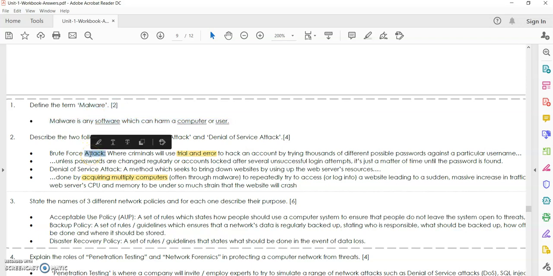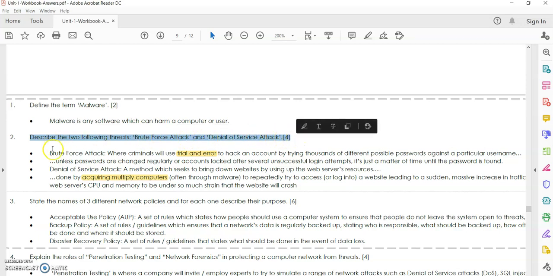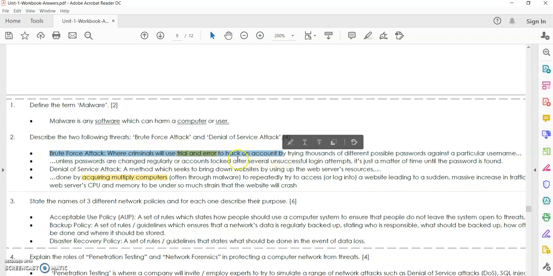The second one, you guys answered the question, but I would like you to include some key terms, which I've highlighted. So for example, the question is, describe the two following threats, brute force attack and denial of service attack. For brute force attack, you guys stated what it was, but most of you were missing trial and error. So your responses were something like, people would try and guess the password and eventually get it correct.